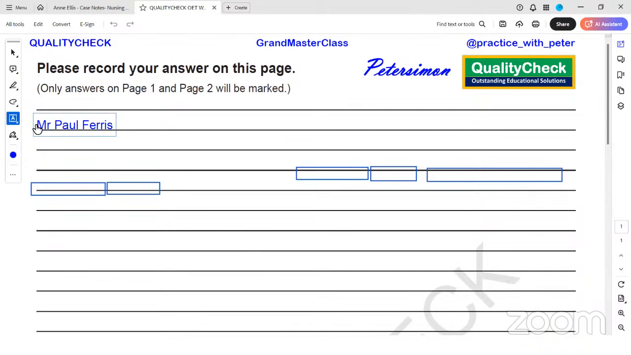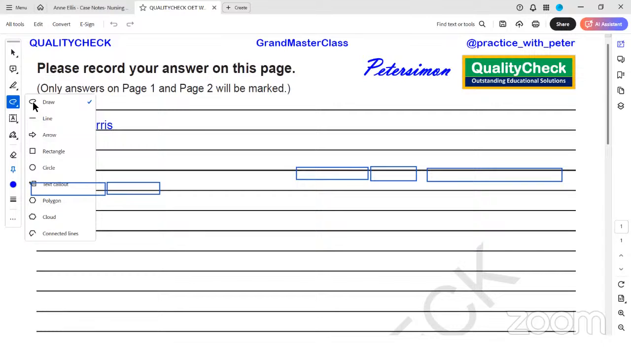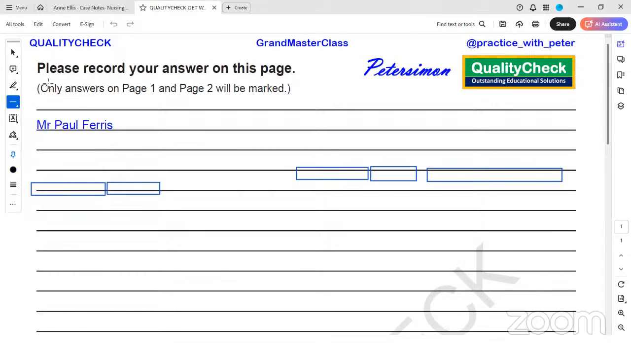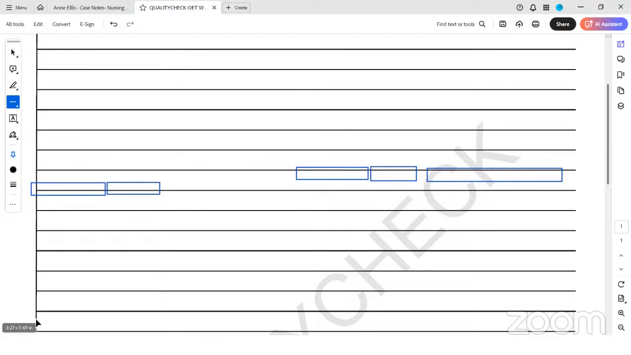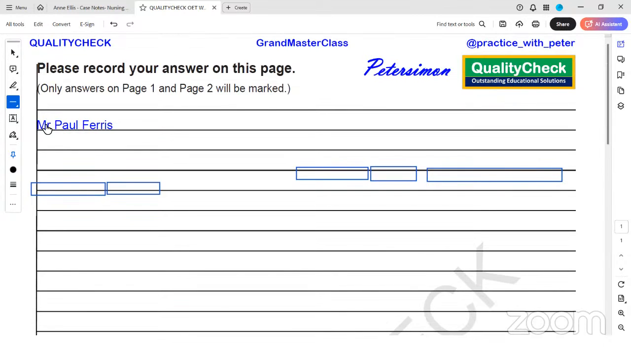So, Mr. Paul Ferris. Start from this first dot. See from here. The line should be straight. Okay. The line should be, you see how it is. Like this. It should be straight. Should start from here. From the first dot. You should write from the first dot. Okay. From here. Do not miss that.